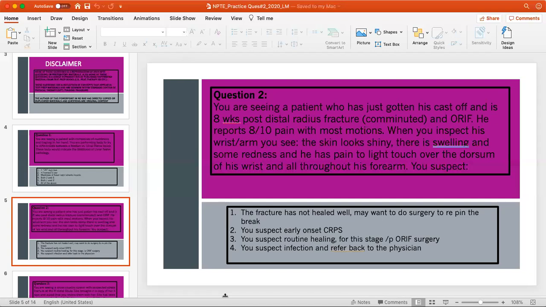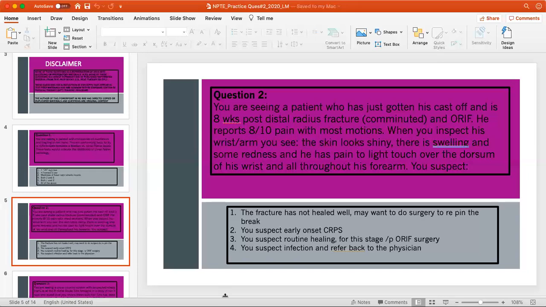Well, then if he's been in a cast for that long, then he probably couldn't have done much that would have messed up whatever they fixed. Okay. And then what do you know about CRPS or complex regional pain syndrome? What would be maybe some signs and symptoms of this condition? I have to go back and look at that one. Okay. Because I don't remember.